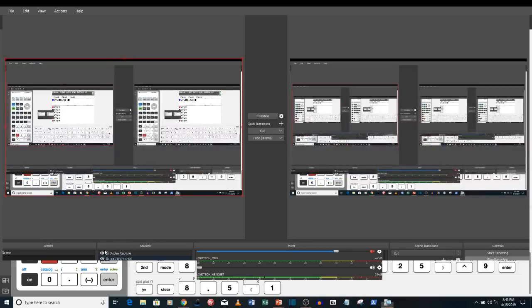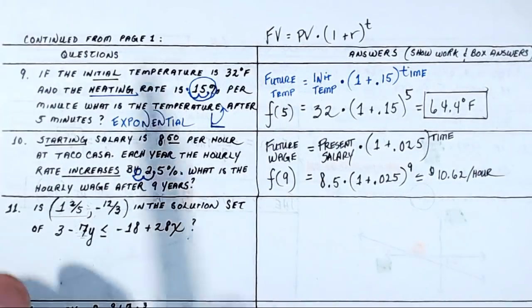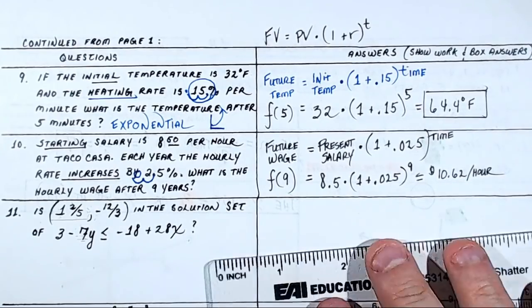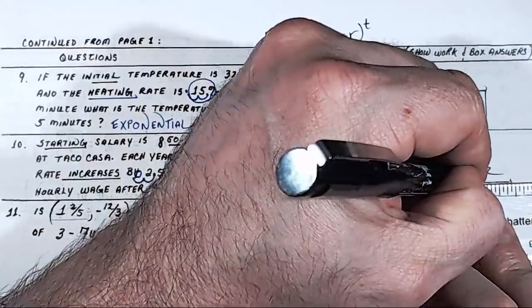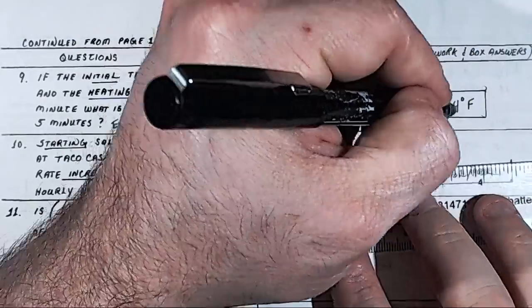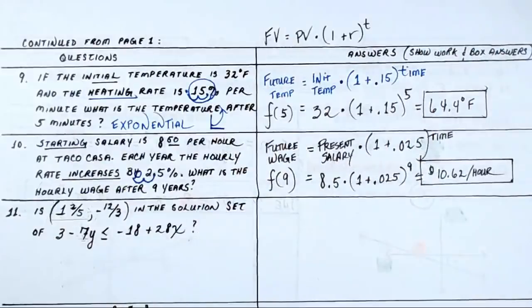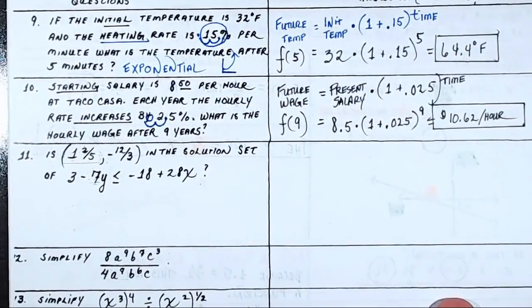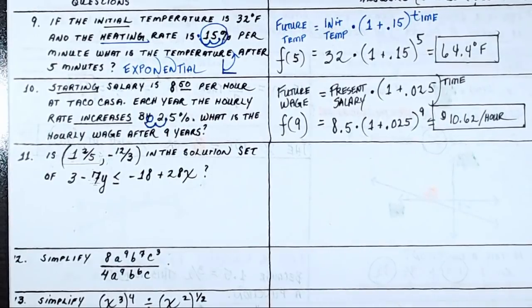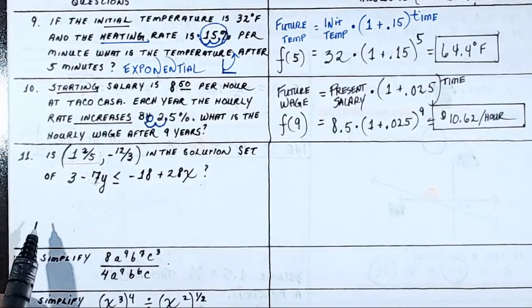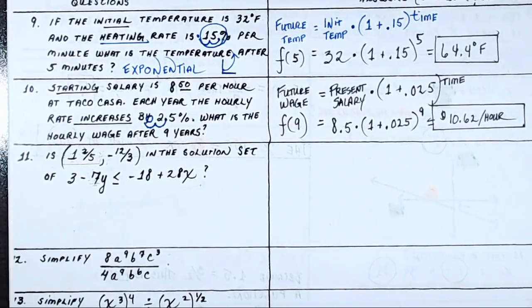Flash back to our work surface. I've written down $10.62 per hour. Put that in a box. Move on to number 11. The question is: is (1 2/5, negative 12/3) in the solution set of this linear inequality?